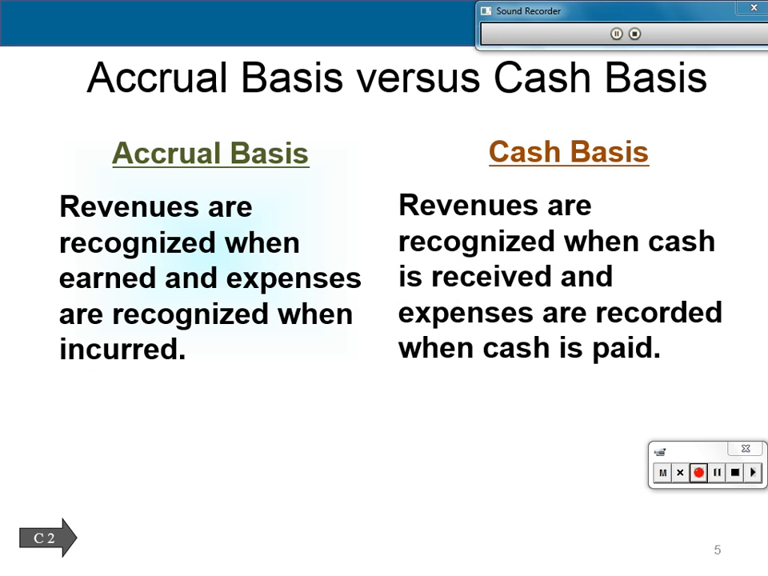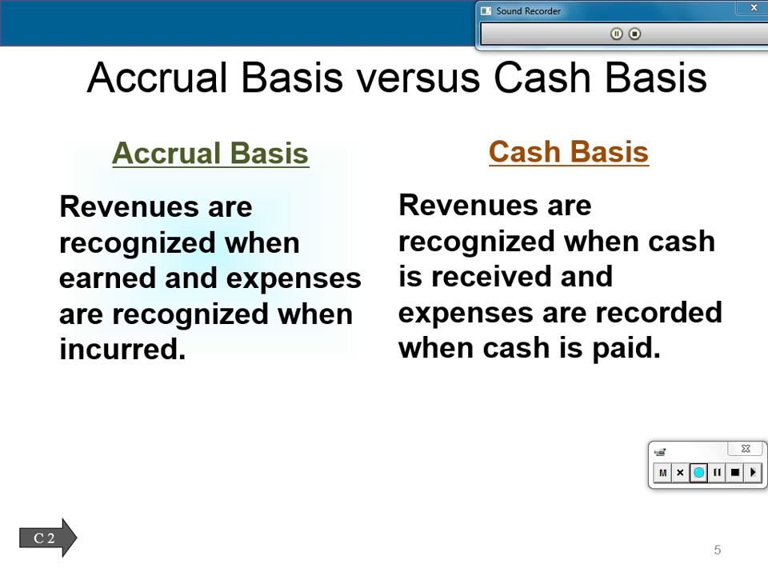So accrual basis versus cash basis. This is very important. Most of the time, most businesses work on accrual basis. So what does that mean? We recognize earned money as it happens, regardless of when we receive the actual cash. And then we recognize expenses as they are incurred.